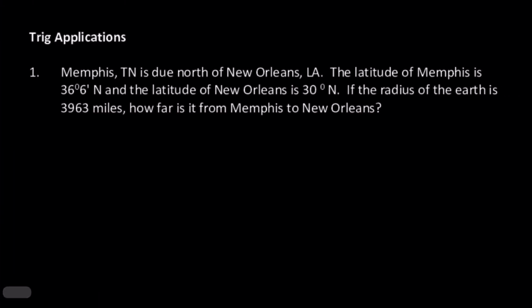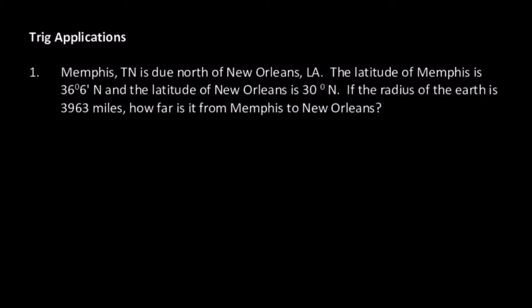Our first example: Memphis, Tennessee is due north of New Orleans, Louisiana. The latitude of Memphis is 36 degrees 6 minutes north, and the latitude of New Orleans is 30 degrees north. If the radius of the Earth is 3,963 miles, how far is it from Memphis to New Orleans?